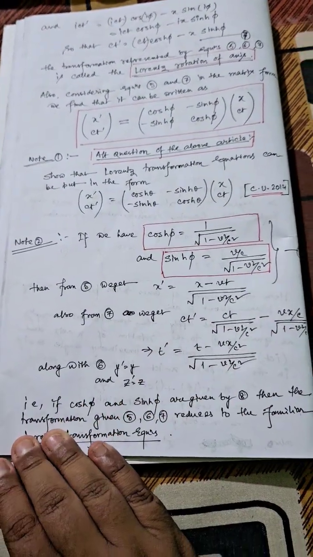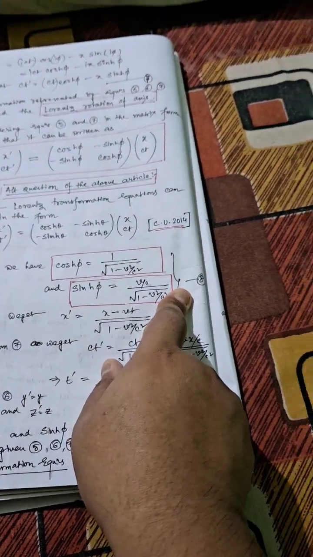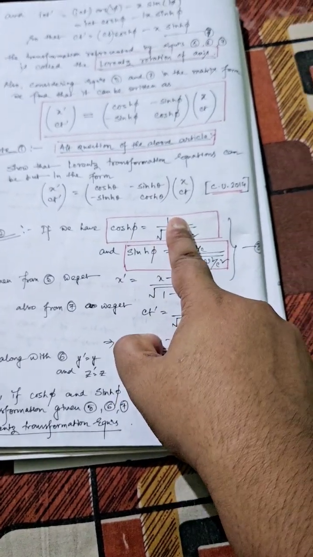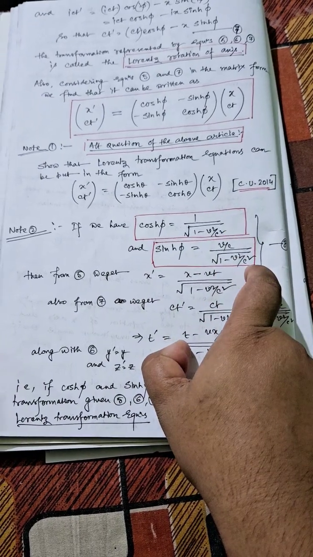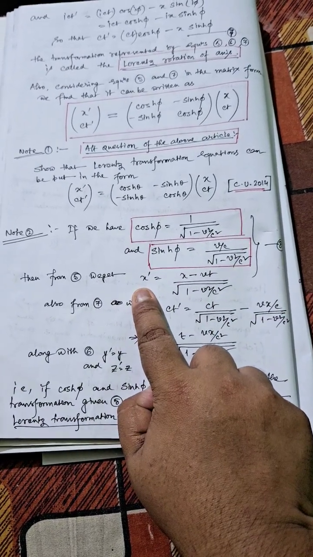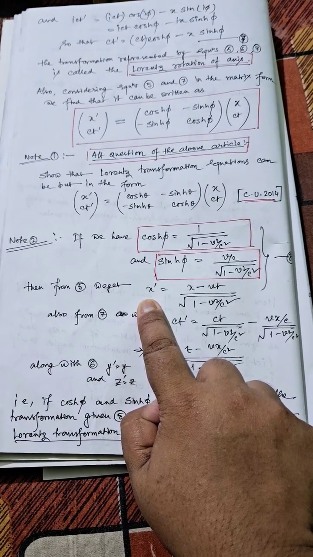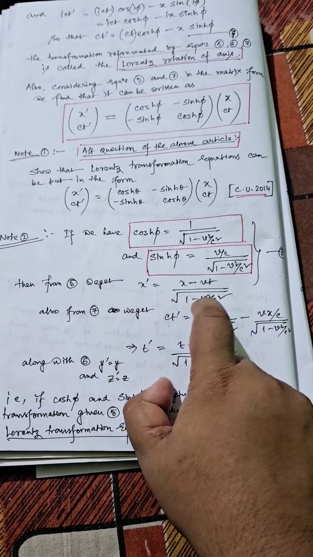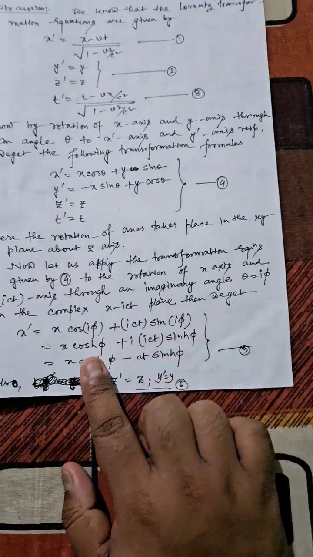Now in note 2 I have discussed another important observation. This is given by equation number 8. Here you can see I have written cosh phi equal to like this, so accordingly sinh phi can be obtained in this manner. Now if we use equation number 5, which we have obtained earlier, then easily we can compute the value of x', which is supposed to be (x - vt)/√(1 - v²/c²). Actually, you can take the help of this equation.